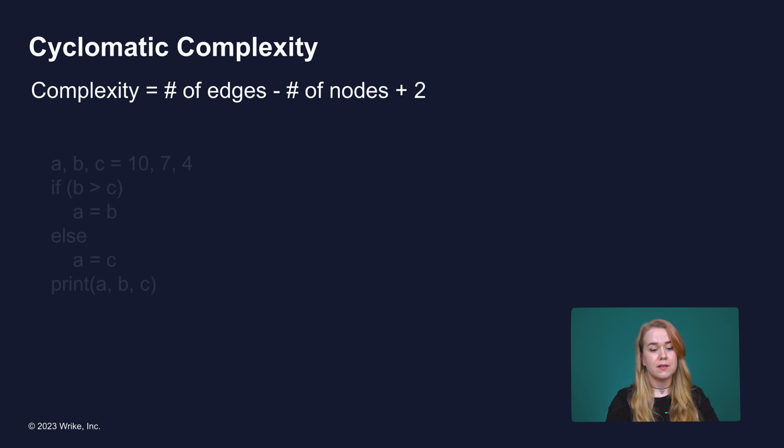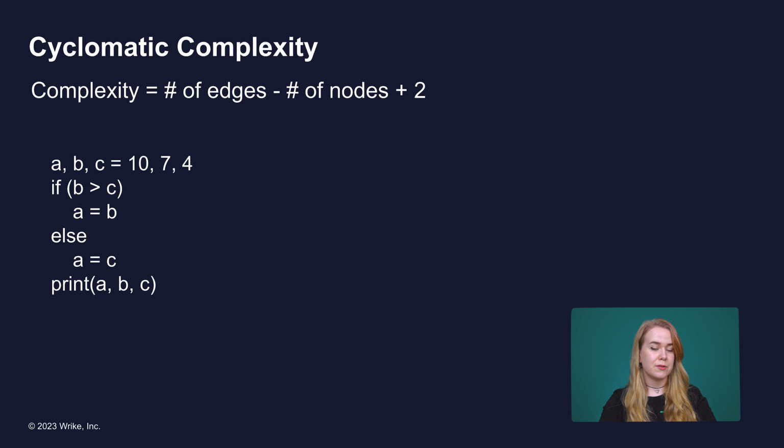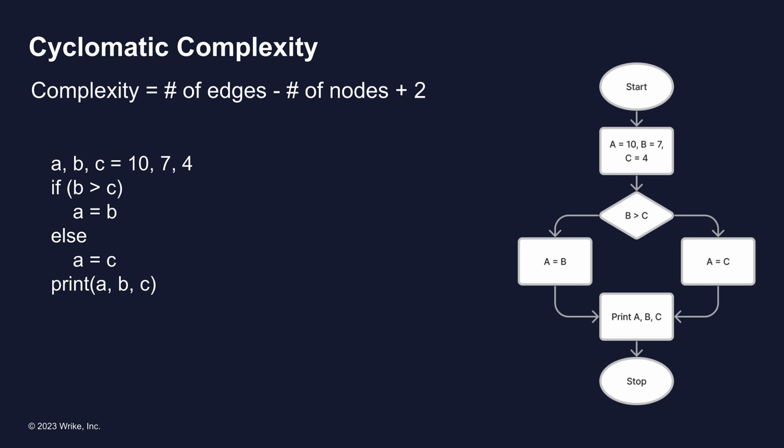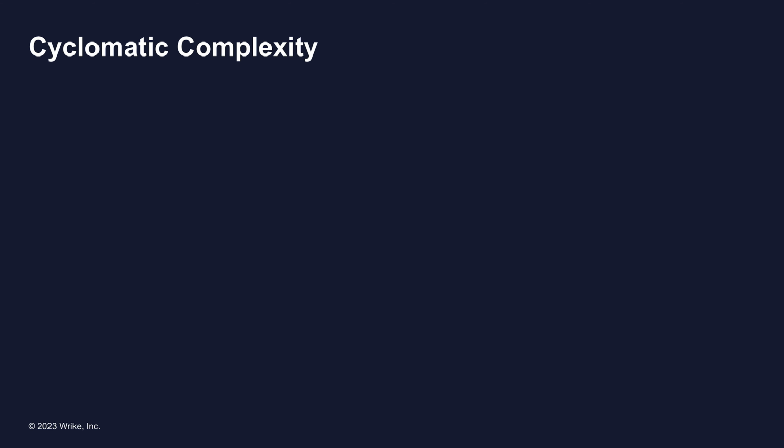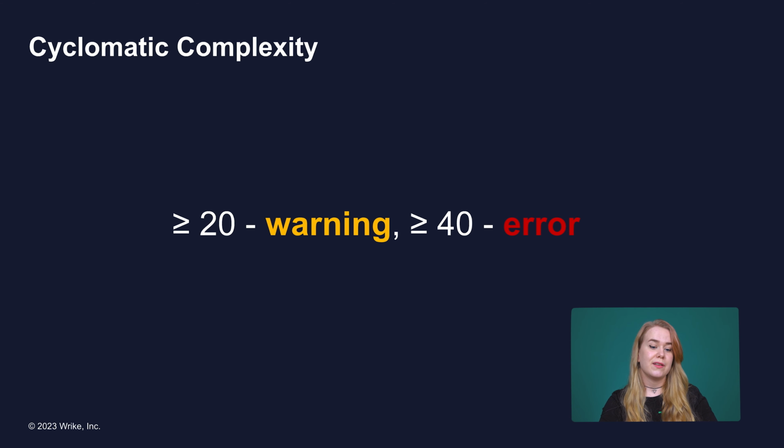Let's look at an example. So we have this small piece of code here, and it can be represented as a control flow graph that looks like this. So the number of edges here is equal to 7, which is basically the number of arrows in this graph. And the number of nodes is also equal to 7. So we get a cyclomatic complexity equal to 2. And the reference values for this metric is if you have less than 20, then it's very good. If you have more than 20, then it means that there's too much decision logic, and once again, it becomes hard to maintain this function.